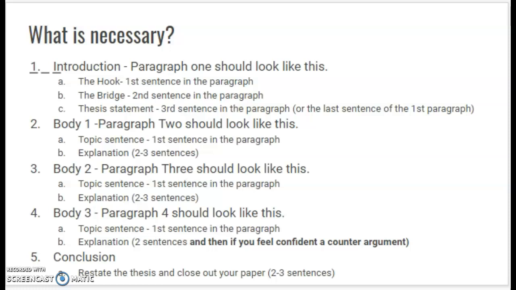During the 3rd paragraph, after your topic sentence, somewhere near the end of that 3rd paragraph, if you feel confident, this is where you put the counter argument. And I will explain what a counter argument is in a little bit. Then next is your conclusion. You restate your thesis and close out your paper. Don't make it more than 2 to 3 sentences long.